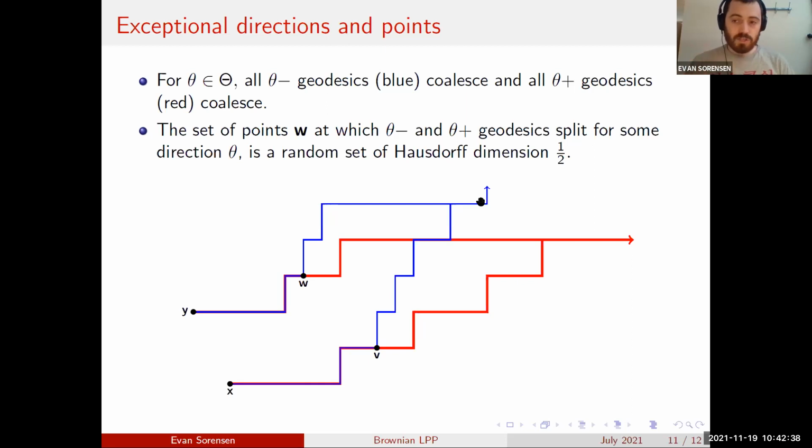But what we really start to see, some really interesting behavior in the Brownian last passage case, is that we have this continuum of points. And so we start seeing some interesting fractal behaviors that we don't see in discrete models. There's a set of points, these points v and w, where geodesics split, the theta plus and theta minus geodesics for some direction theta. Now this set is a random set. It has measure 0. It has Hausdorff dimension 1/2. So we start seeing some very interesting fractal properties in this model.